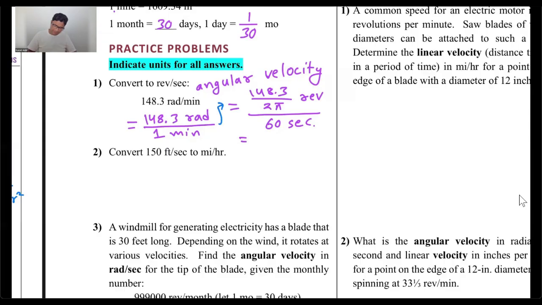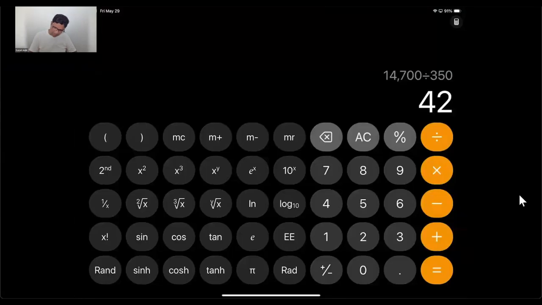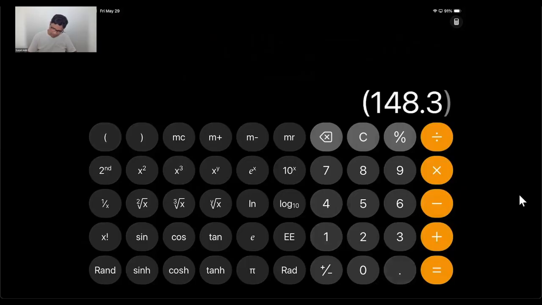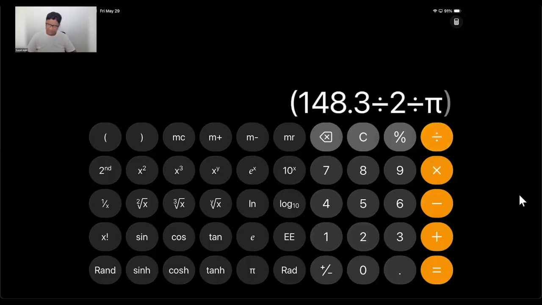Okay, 148.3 divided by 2 pi. I'll show you how you do that in a calculator. Use parentheses, divided by 2. Both pi and 2 have to divide, right? So you can do divided by 2 divided by pi. I don't know if it was for your video or somebody else's, I had made a mistake the other day. So you are dividing by 2 pi. So divide by 2, divide by pi. Don't do 2 times pi. If you want to do 2 times pi, then put the 2 times pi in parentheses in the calculator.